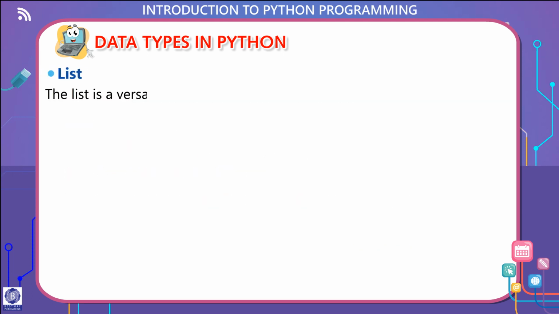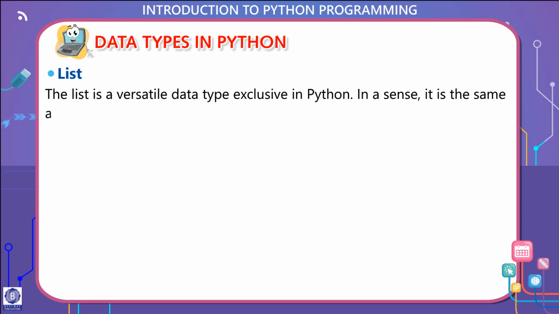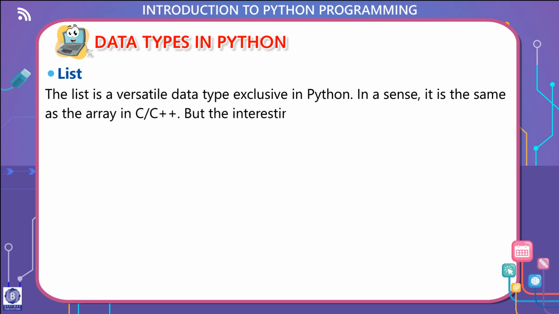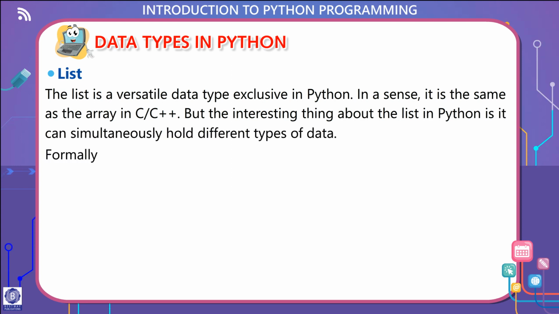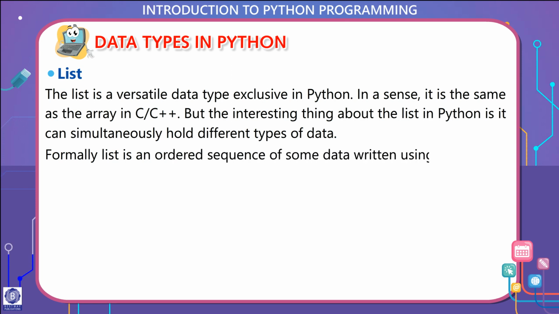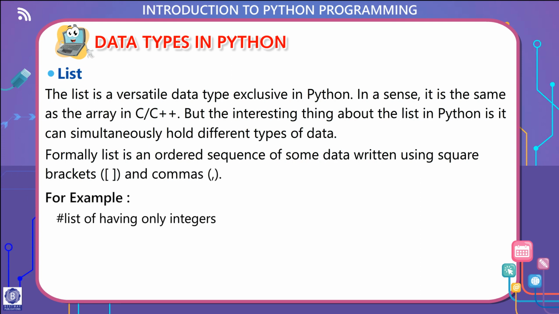List. The list is a versatile data type exclusive in Python. In a sense, it is the same as the array in C or C++. But the interesting thing about the list in Python is it can simultaneously hold different types of data. Formally, a list is an ordered sequence of some data written using square brackets and commas. For example, # list having only integers: a = [1, 2, 3, 4, 5, 6].